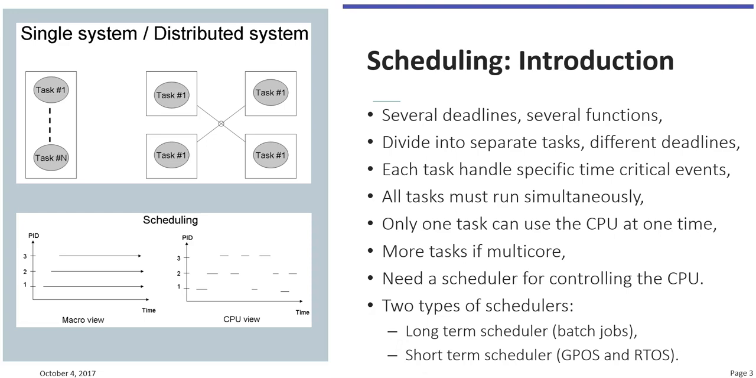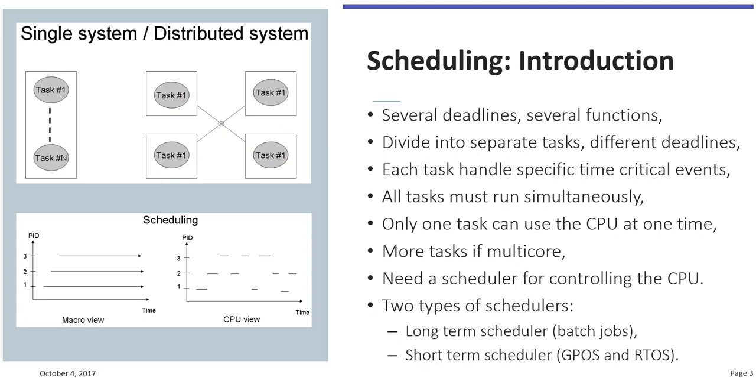In a system, you have several different functions, and you normally divide that into a set of tasks. You can either have a single system where you have all the tasks running on the same system, or you can have a distributed system where you have separate tasks running on different systems. But still, if you have tasks running on different CPUs, you still need some sort of communication or communication protocols to handle the communication between the tasks.